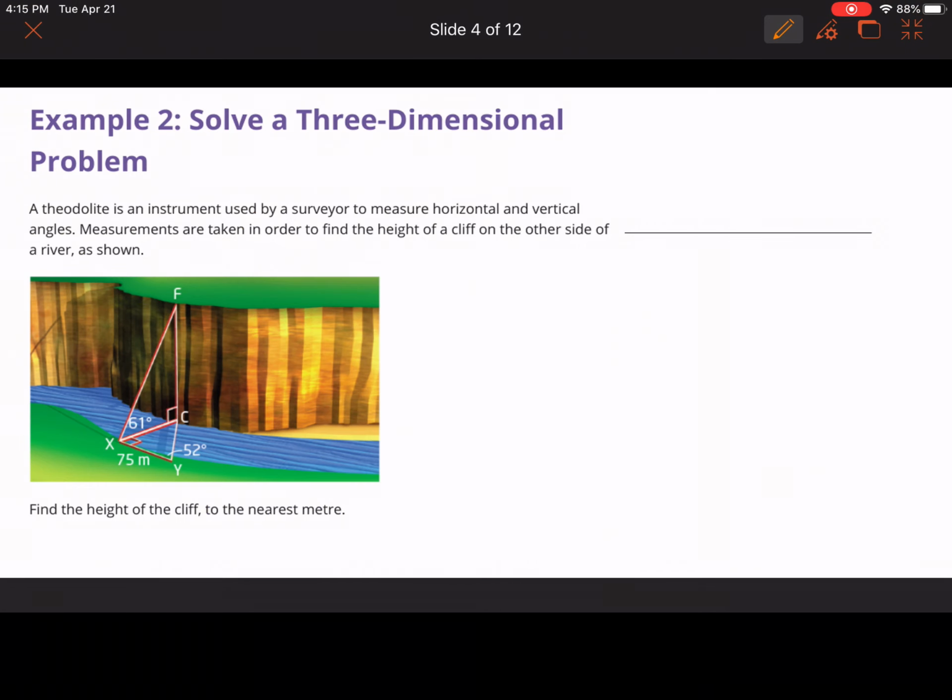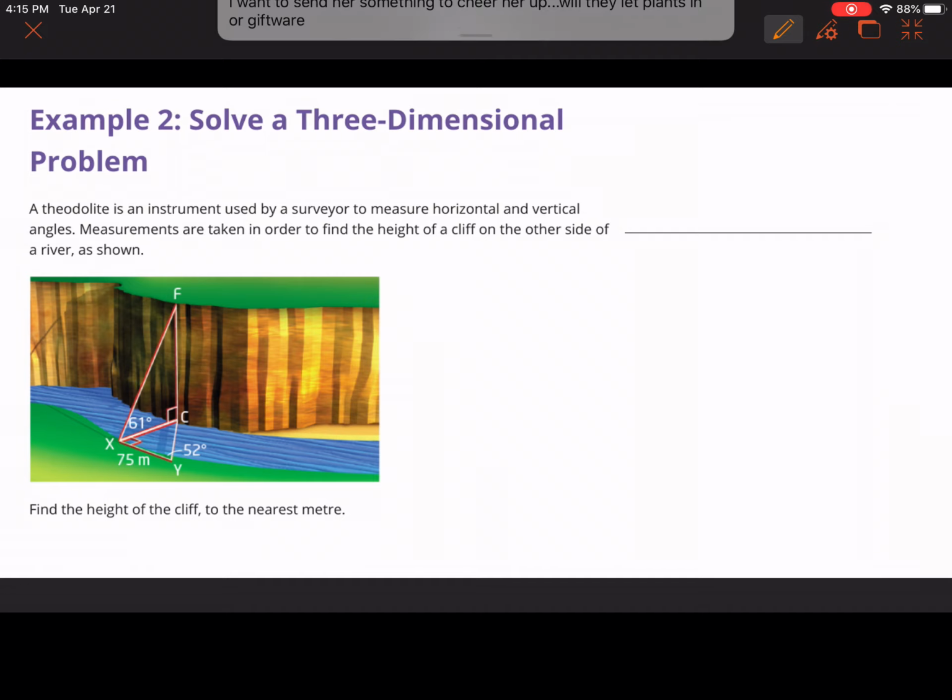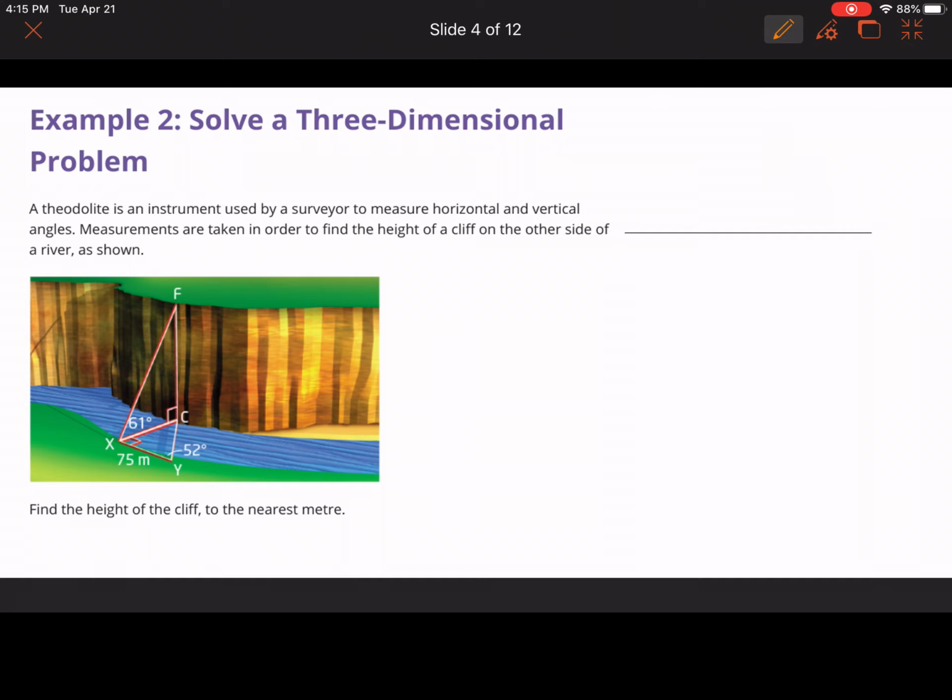Problem 2, solving in 3 dimensions. That's fun because now we're working in 2 different directions. A theodolite is an instrument used by a surveyor to measure horizontal and vertical angles. Measurements are taken in order to find the height of a cliff on the other side of the river as shown. People keep saying, oh, when are we going to use this in real life? This is something that actually does happen in real life.